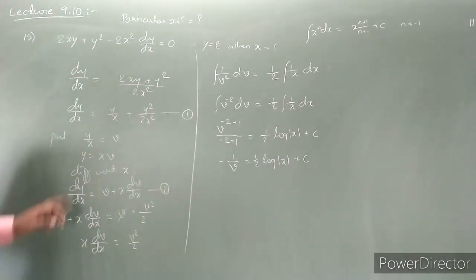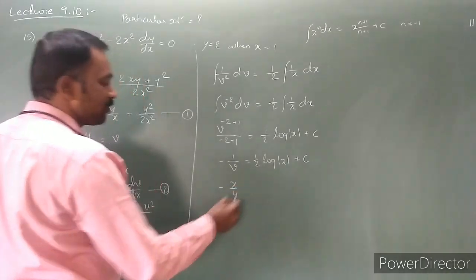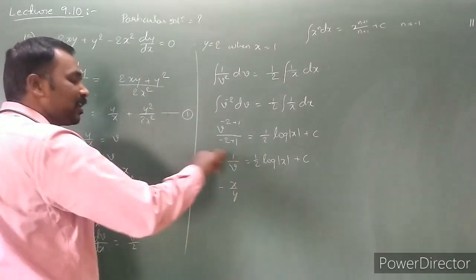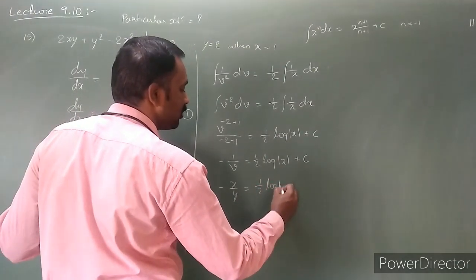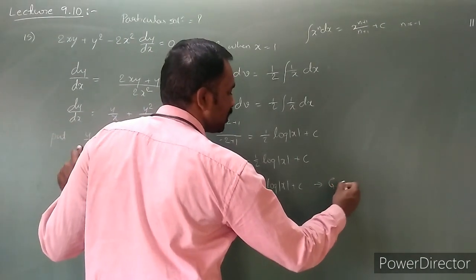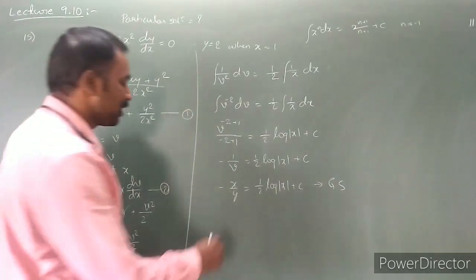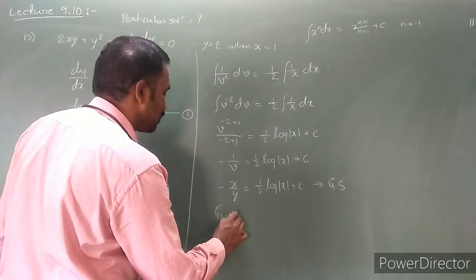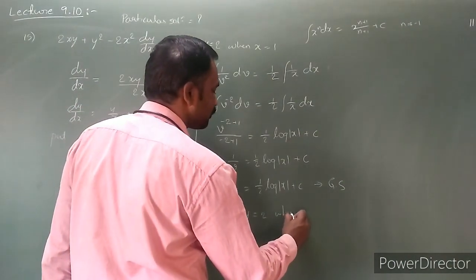Replace the v value. What is the v value? v value is y by x. So minus x divided by y, y by x taken to the numerator, is equal to 1 by 2 into log of mod of x plus c. This is the general solution of the given differential equation. But we need the particular solution. For that, they gave a condition. What is the condition? Given y is equal to 2 when x is equal to 1.